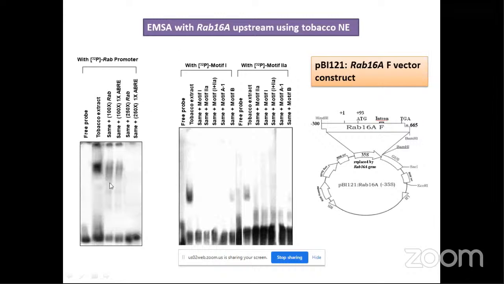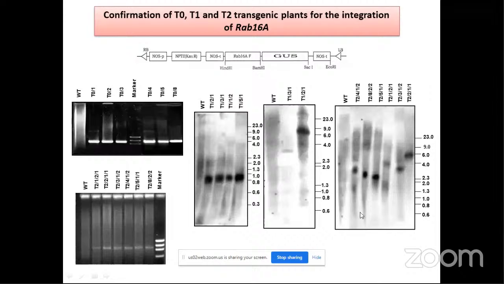So we performed a gel mobility shift assay, or electrophoretic mobility shift assay, with the nuclear extract from tobacco, and we showed that yes, there is a binding, and this binding is lost when you apply the competitors, which shows that the binding is very much specific. So probably there is a transcription factor in tobacco that can recognize Rab16A, so it would be worthwhile to go for overexpression of Rab16. We cloned it in the plant expression vector PBI121, which is routine work. We generated the transgenics and confirmed them through genomic PCR and Southern hybridization.